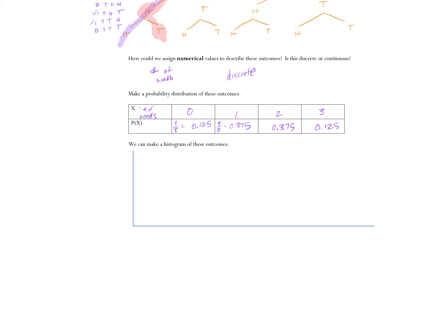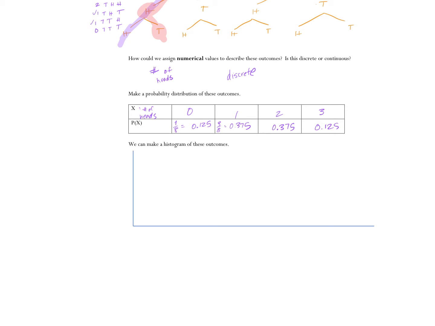Now, we started talking about probability distributions. And a complete probability distribution has every possible outcome. And the way we know we have every possible outcome is that the probabilities add up to 1. So looking at this, is this a complete probability distribution? Sure is. All right.